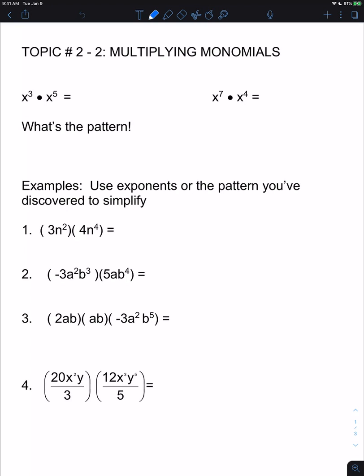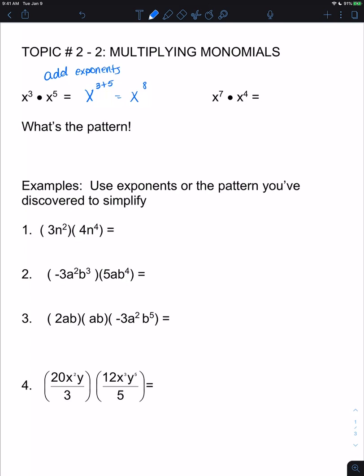Now we're going to multiply monomials. So when we're multiplying things with exponents on them, you want to remember that we add those exponents together. So x cubed times x to the 5th is going to be x to the 3 plus 5, which is x to the 8.